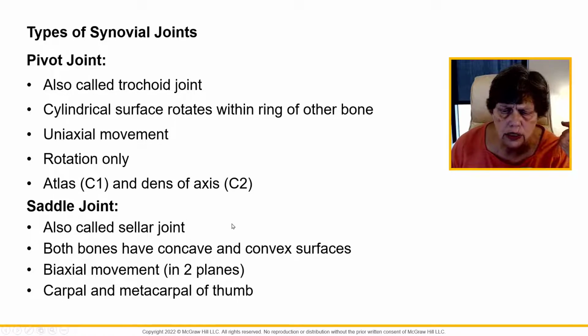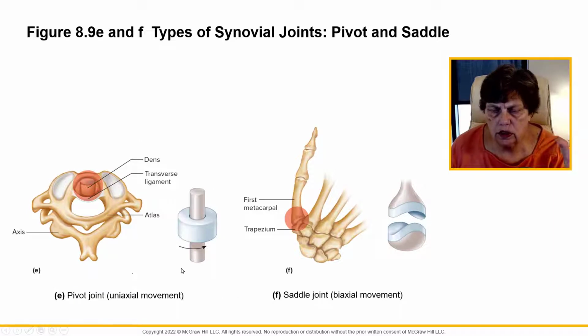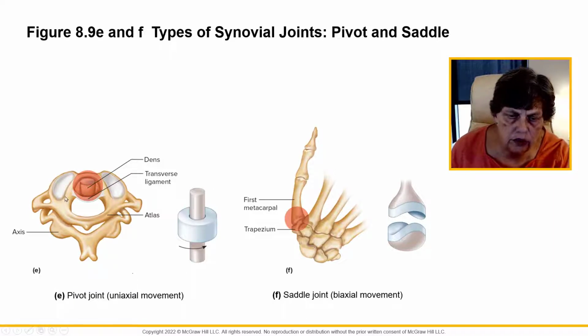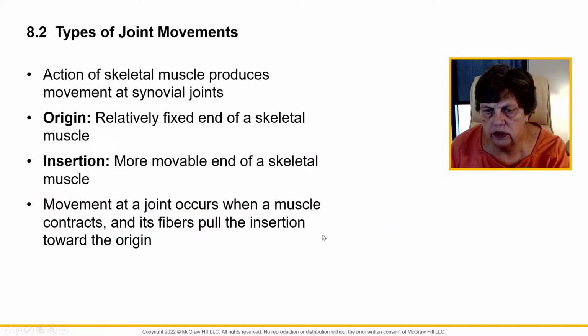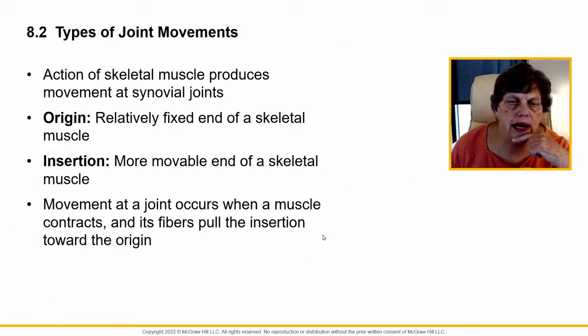A saddle joint has both concave and convex surfaces, so that you can move in 2 planes, and these are the carpals and the metacarpals of the thumb right in here. So there's your pivot joint, there's the dens of the axis, and the atlas is allowed to rotate around so that you can rotate your head. Whereas the saddle joint, you can see right there that concave convex space, and you can move that thumb in 2 different actions.